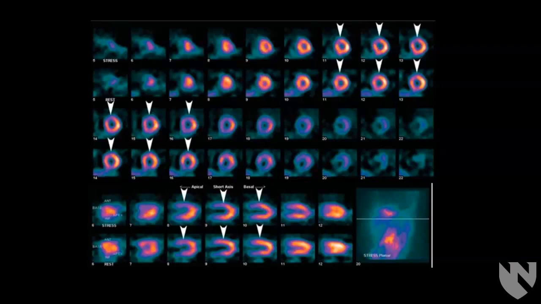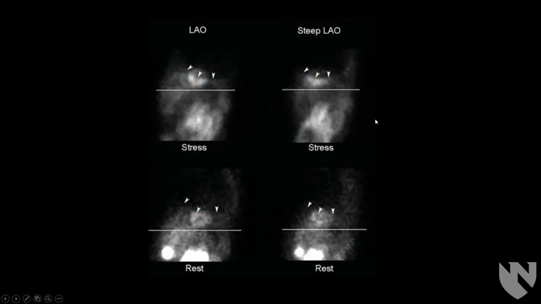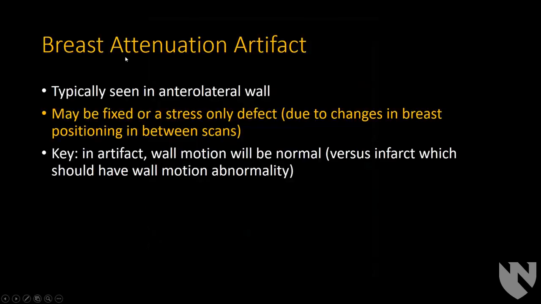So this is just a case. I'll let you look at this and see if you can think about what's going on. Okay, so if you look here, here are the stress images and the rest images. Here, this anterior septal wall looks like a perfusion defect at stress, but not, or to a lesser extent, on rest. Also here, when we look at the stress and rest images, it looks like there's something here that is blocking the imaging from the outside of the chest that's not really there on the rest images. And that is pretty typical breast attenuation artifact.